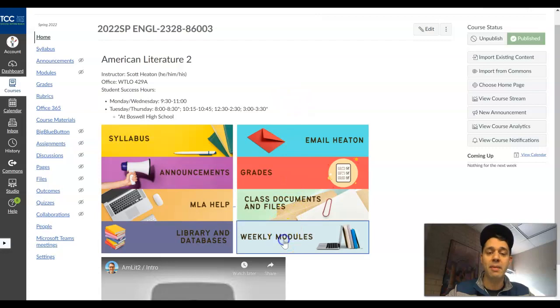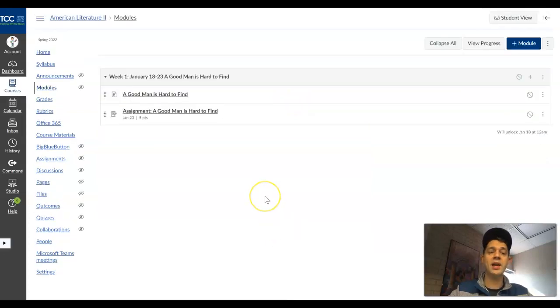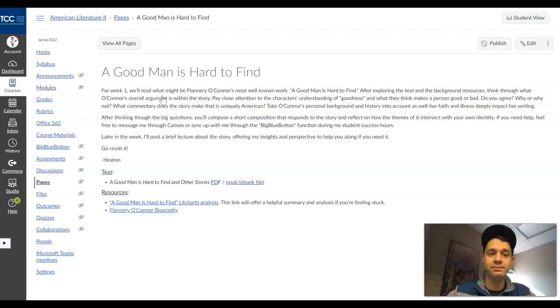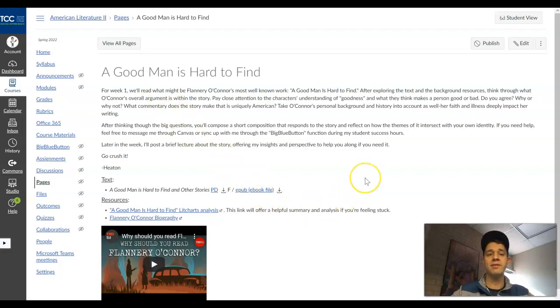I'm going to click on weekly modules. And once I click on that, this is going to start to be populated with different weeks that we have throughout the course. Right now, there's only one week, which is really nice. So all you have to do is click on this link right here. A Good Man is Hard to Find. It's going to give you a very brief intro.